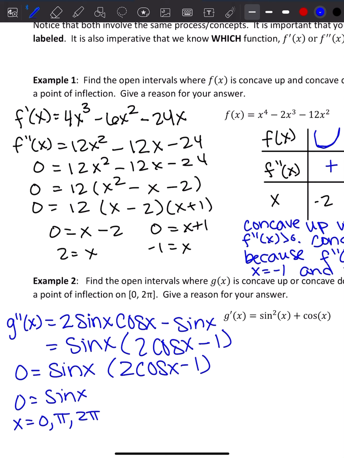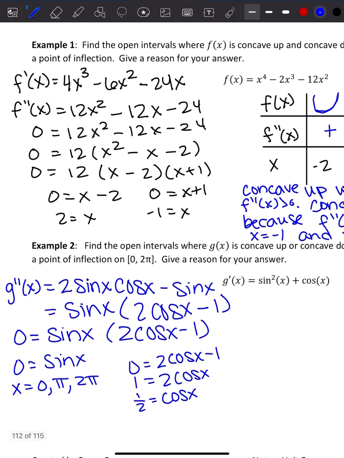I only have to do those values because we're between 0 and 2 pi. On the other hand, we have 0 is equal to 2 cosine of x minus 1. I'm going to add 1 over to get 2 cosine of x, then divide by 2. So 1/2 equals cosine of x. Cosine is equal to 1/2 when we are at pi over 3.